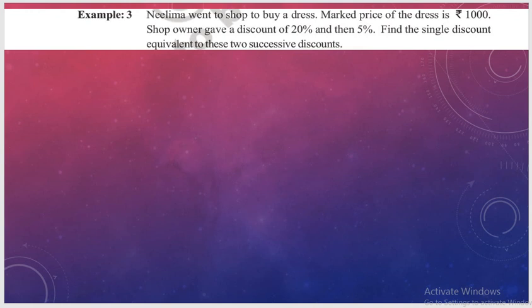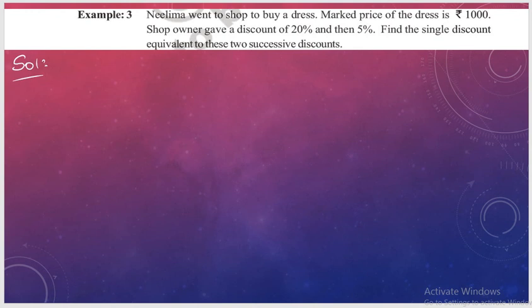Find the single discount equivalent to these two successive discounts, right? Here the shopkeeper played one trick. If you observe 20% and 5%, what will you think? That the shopkeeper has given 25% discount, right? You will be thinking in such a way, but actually it is not.